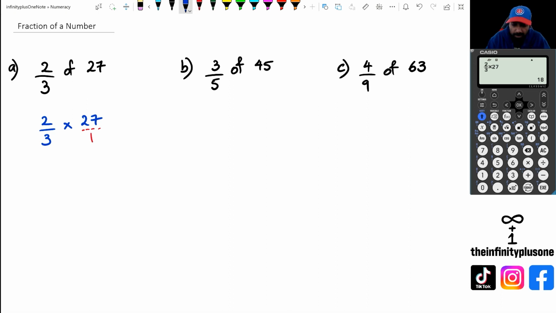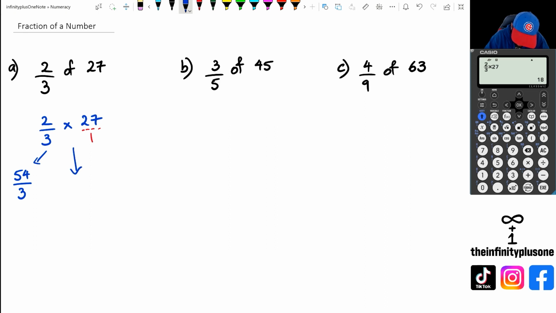When you're multiplying fractions, you multiply the numerators and the denominators. So we've got 2 times 27, which equals 54, and then 3 times 1, which equals 3. At this point, you've got to do 54 divided by 3. And of course, if you don't have a calculator, you might think that's too hard. Well, 54 divided by 3 is 18, but how do we do this in a much quicker way? So this is one way of doing it.